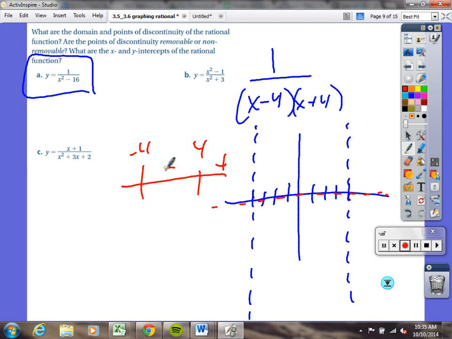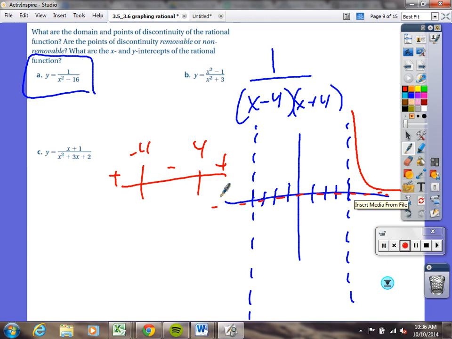Okay? Now I pick a number less than -4. -8. 1, positive. -8 minus 4 is negative. -8 plus 4 is negative. So I have a positive, negative, negative, which comes out to be positive. Abby, you okay? Okay? So therefore, this section, anything greater than 4, what's it going to be? Positive. So therefore, it's up in this quadrant, isn't it? So therefore, I approach this asymptote and that asymptote. Make sense?